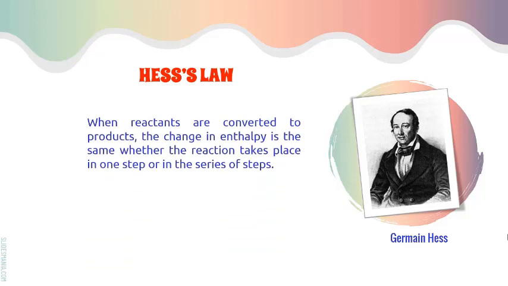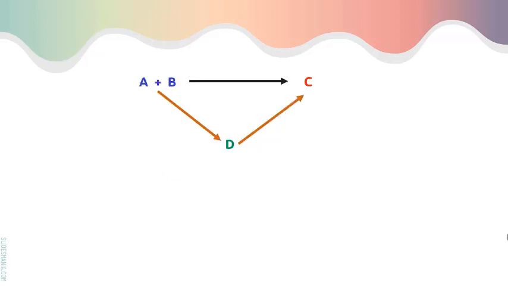Hess's law states that when reactants are converted to products, the change in enthalpy is the same whether the reaction takes place in one step or in a series of steps. In other words, the enthalpy change of a reaction is independent of the route taken. The statement is illustrated in this diagram. The triangle shown is called an energy cycle.